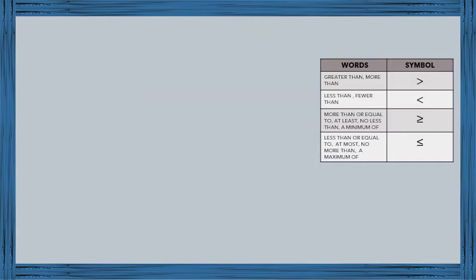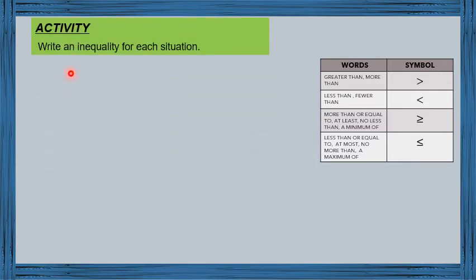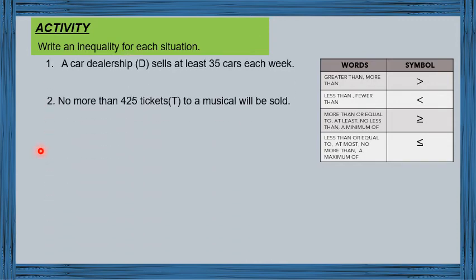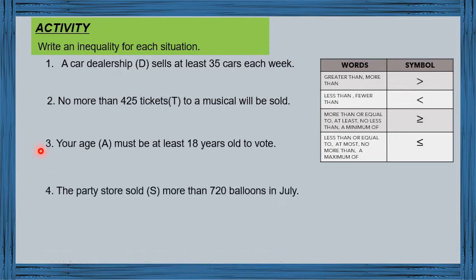This is a keynote. We're going to use this activity. Activity, write an inequality for each situation. The first one, and the second one, the third, and the fourth, and the fifth.